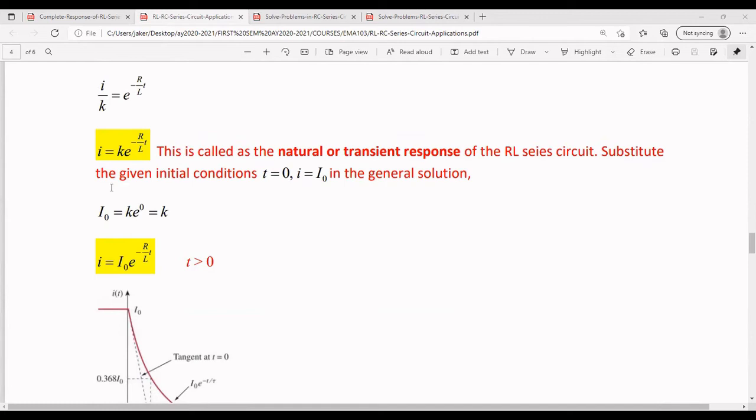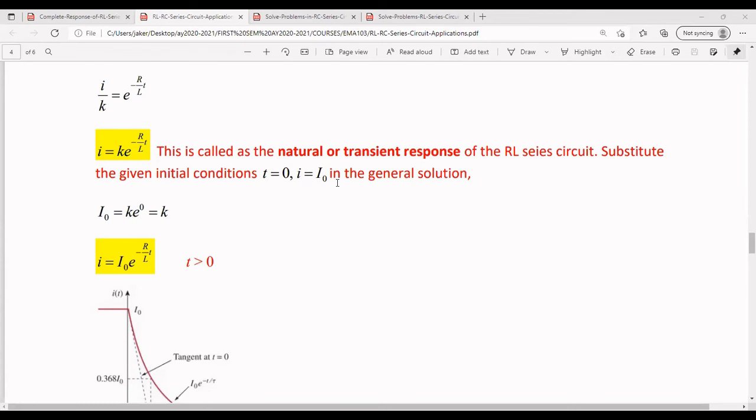Just like when we had growth and decay, when we have Newton's law of cooling, we didn't go back to the original DE, but we made use of the formulas that we have derived already. So since this is derived for you, you can use this right away. Now, all you have to do is substitute. So it says here, substitute the given initial conditions, time equal to 0, and I equal to I sub 0 if the problem gives you specifically the I sub 0.